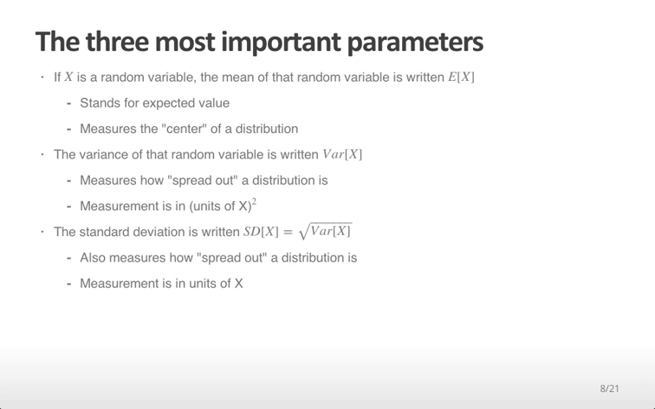If a variable has a higher expectation, then more often than not we will see high values of that random variable. If a random variable has high variance, then we expect to see values that are more and more spread out.